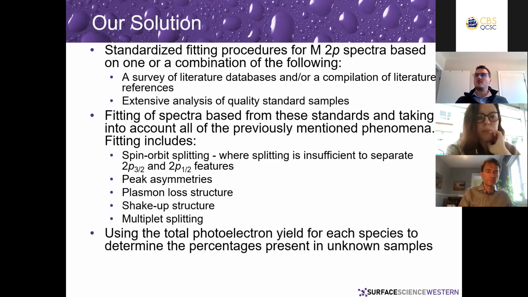We went through the literature, looked through everything that was out there, and then did an extensive analysis of quality standard samples. We checked the standards to make sure they were the right thing. We went through some systems where we had to make sure that the surface we were looking at was the same as the bulk, etc. From that, we developed these fitting procedures that take into account things like spin-orbit splitting, peak asymmetries, loss structure, shake-up structure, and multiplet splitting. Then we use the total photoelectron yield for each of these species to determine the percentages present in unknown samples.